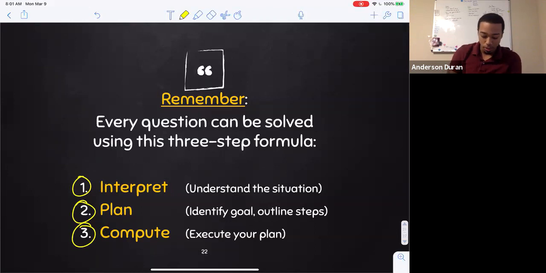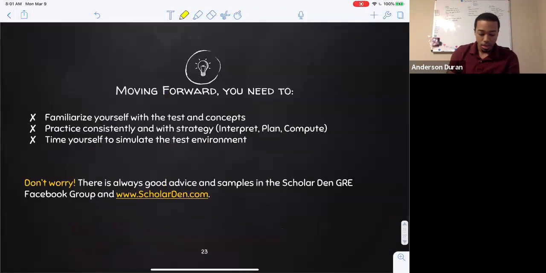So there is the 3-step plan. Interpret the problem, plan your steps, and compute the solution, just like that. And so moving forward, I want you to familiarize yourself with the test and the concepts. Continue learning about the test, making sure that you're practicing consistently with strategy, and time yourself to simulate that test environment. The 1:45 is the approximate time you get. So time yourself every time.